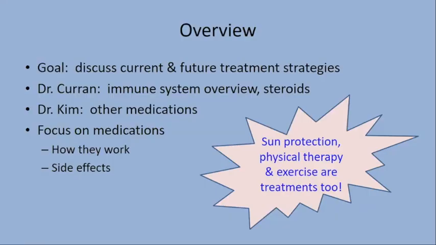So the goal for tonight is to discuss the current and future treatment strategies for juvenile myositis. I guess we're not going to focus much on future. We'll probably talk about that for the next webinar. I'm going to give you information about the immune system because it's something you need to understand before you can really understand the treatments. And then Dr. Kim is going to talk about other medications that we use for initial treatment. And we're focusing on how the medicines work and what the side effects are.